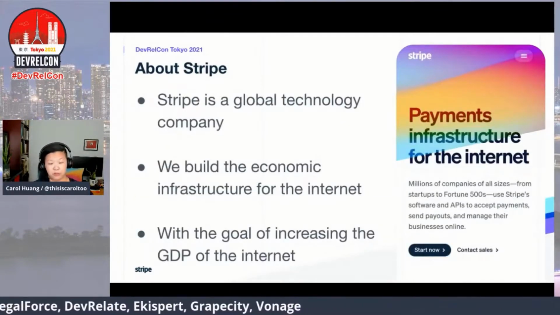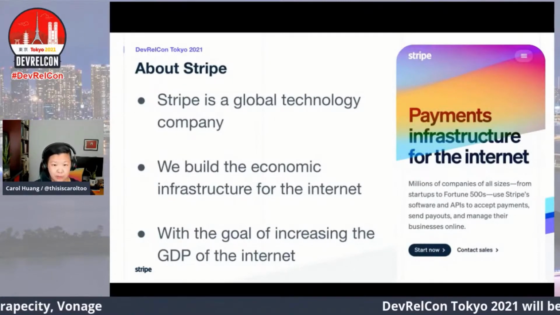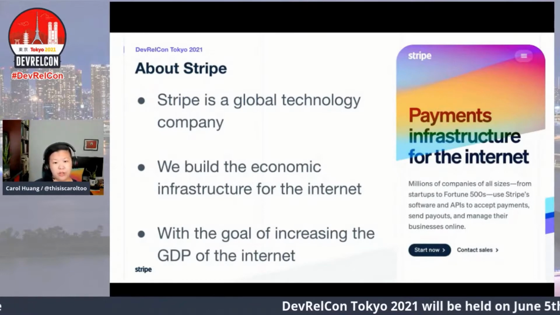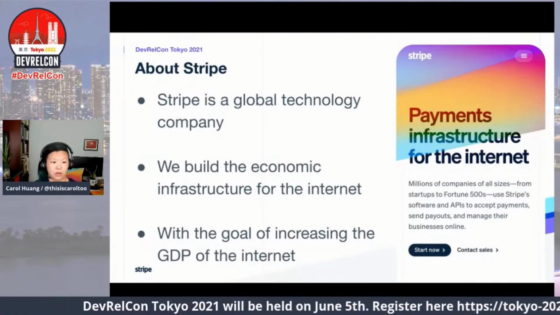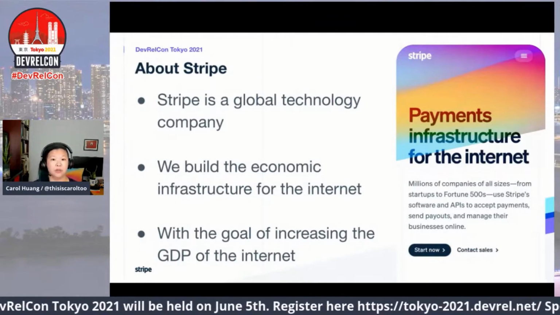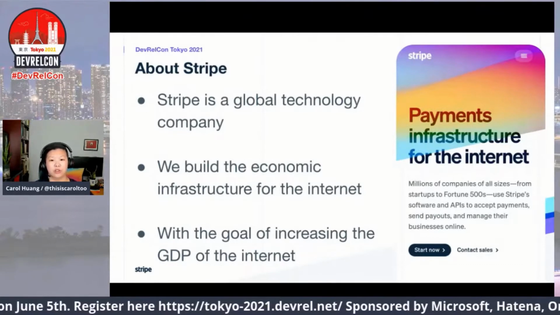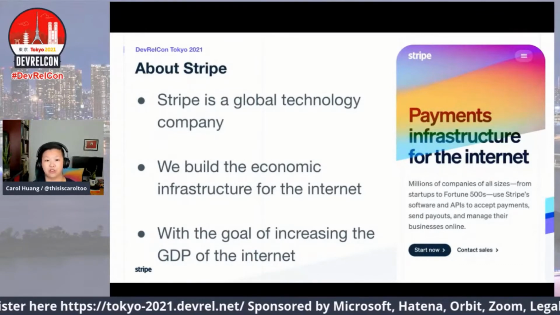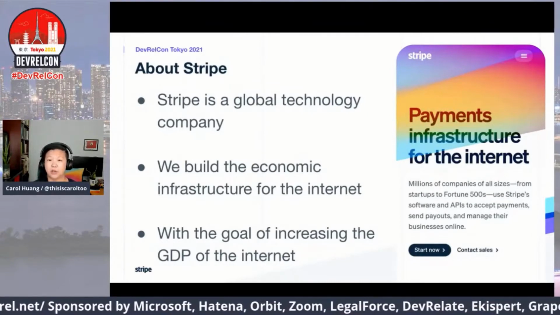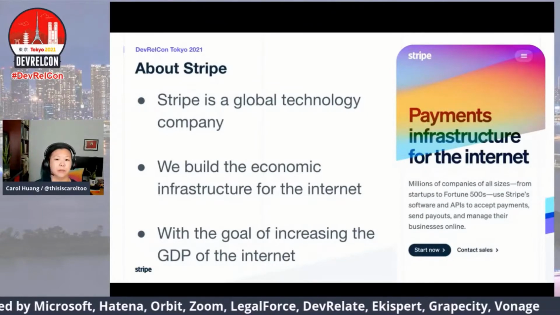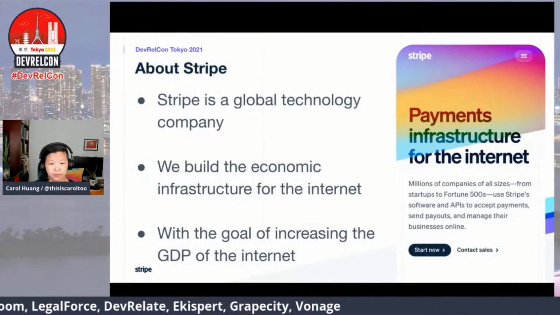In case you don't know about Stripe, just a quick overview of what we do. We are a global technology company. We're headquartered in San Francisco and in Dublin, Ireland, with offices all around the world, including in Tokyo. Our goal is essentially to build the economic infrastructure of the internet with the ultimate goal of increasing the gross domestic product of the internet. Today, only 3% of GDP happens online, and we want to increase this by helping more companies get started, get into new markets, and launch new business models.